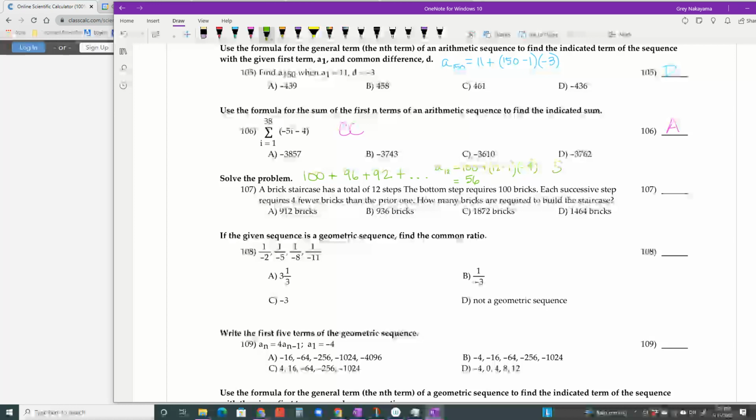So my formula of the first 12 terms or 12 steps is going to be n of 12 over 2 times the first term plus the last term. And when you put that in your calculator, you're going to get 936 bricks.